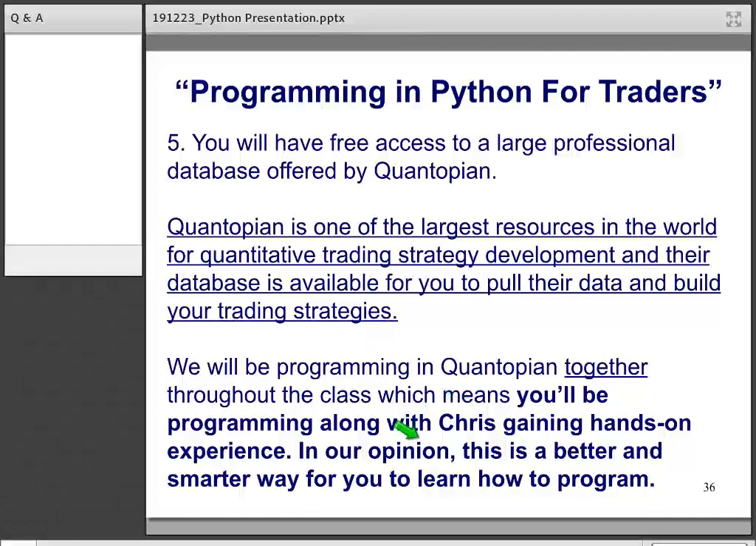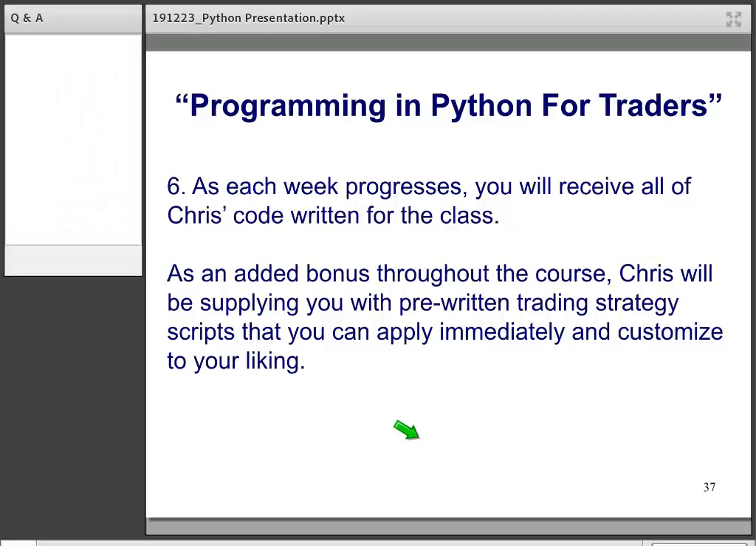It's gaining hands-on experience. In our opinion, this is a better and smarter way for you to learn how to program. You're going hand in hand with your instructor, Chris, and you'll see some of the testimonials that Chris has received. This is our highest rated course over a 20-year period of time. To be able to program along with Chris is a big, big plus, okay?